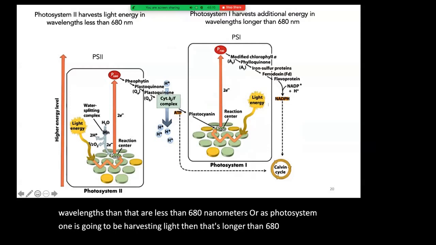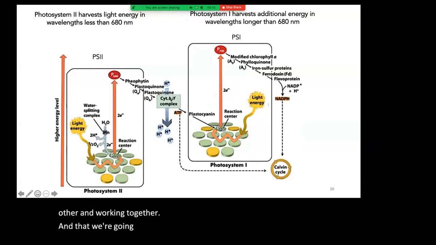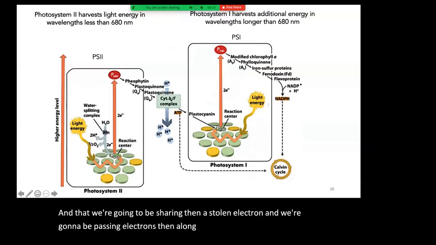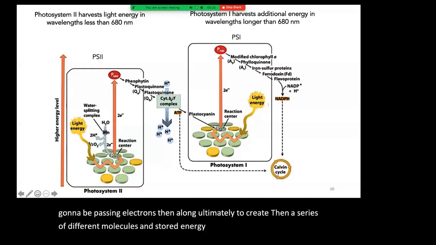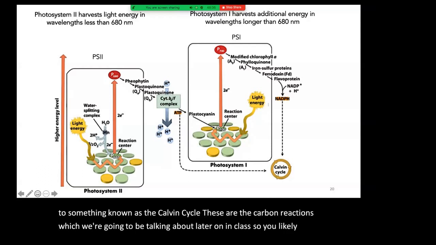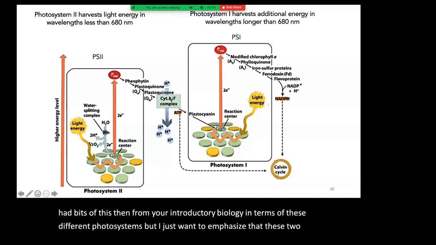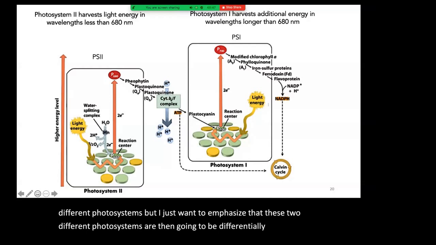Okay, and they're going to be coordinating with each other and working together in that we're going to be sharing a stolen electron, and we're going to be passing electrons along, ultimately to create a series of different molecules and stored energy that ultimately is going to go to something known as the Calvin cycle. These are the carbon reactions, which we're going to be talking about later on in class. So you likely have had bits of this from your introductory biology in terms of these different photosystems. But I just want to emphasize that these two different photosystems are going to be differentially harvesting different wavelengths of light.